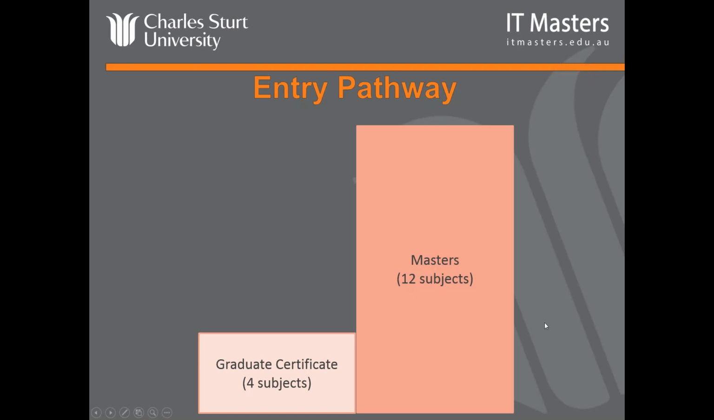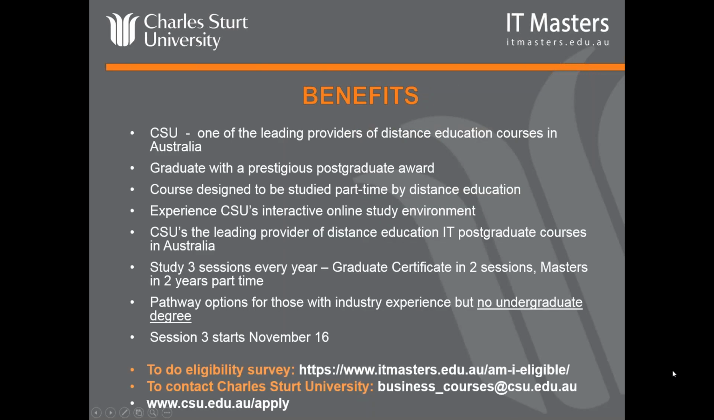So just over the page, nearly wrapping up now. What are some of the benefits? CSU is one of the leading providers of distance education courses in Australia. We deliver all of these courses online and they're very interactive. You get to graduate with a prestigious postgraduate award. There's not much higher than a master's. There is a PhD, of course, but that really is more for people heading into academia. But in terms of a great postgraduate award, a master's is at the top.